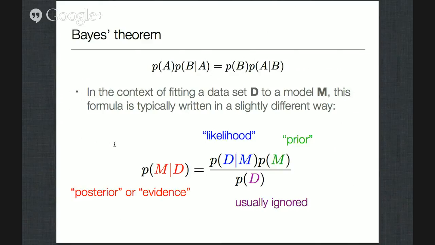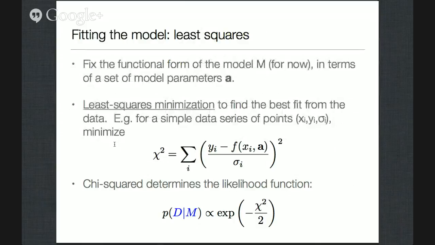Okay. So just to remind everyone, so we're on the same page, what do we do when we fit a model with least squares? For now, I'm just going to say I have one model, capital M, and I'm going to say it's described by a function with some set of model parameters I'll call A, which I'm trying to extract, trying to optimize. So we do least squares minimization.